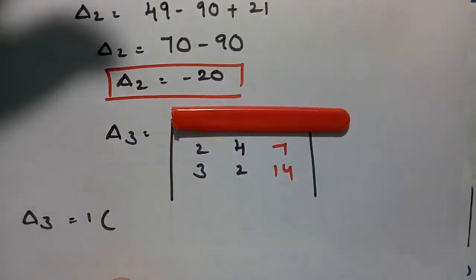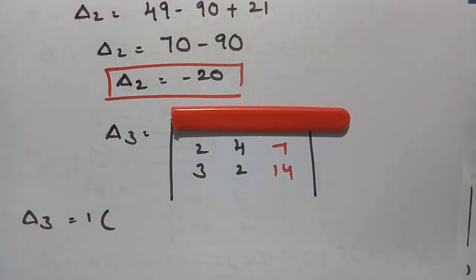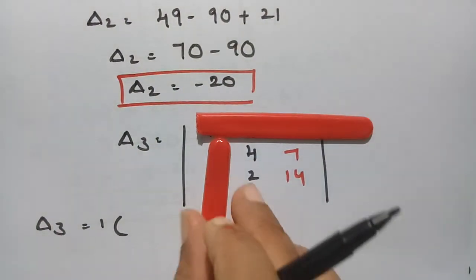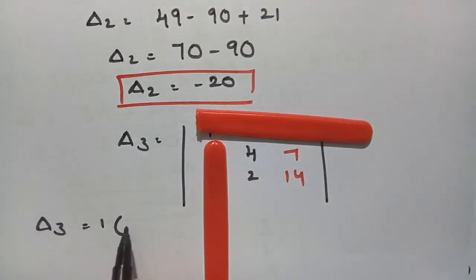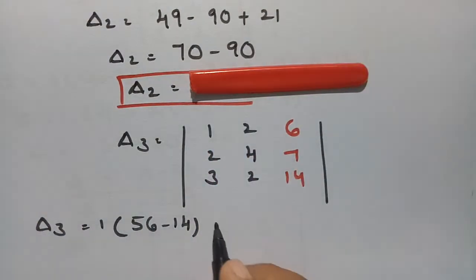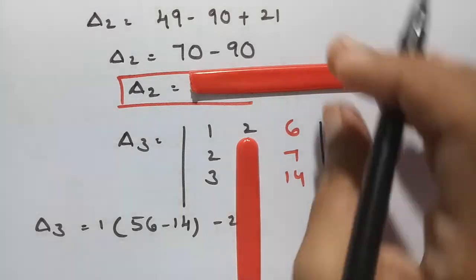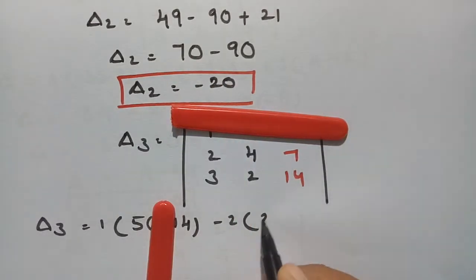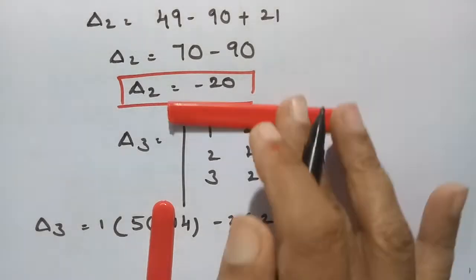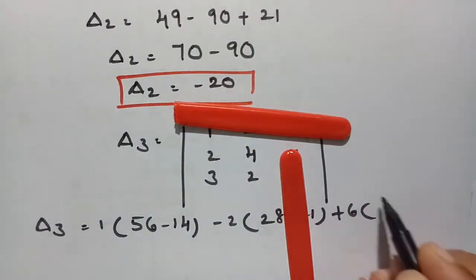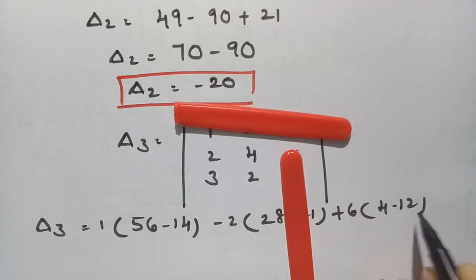Now I have to close the corresponding row as well as this column, so this will be 56 minus 14, and minus 2 times, if I close this row and column, 28 minus 21, and plus 6 times, 4 minus 12.